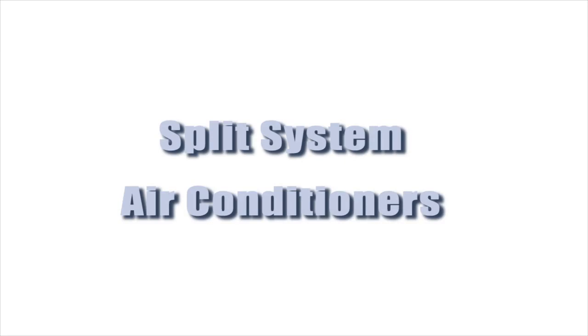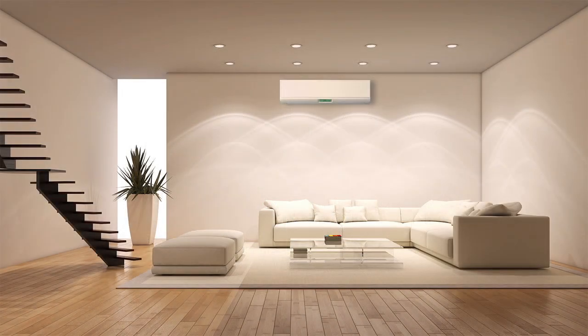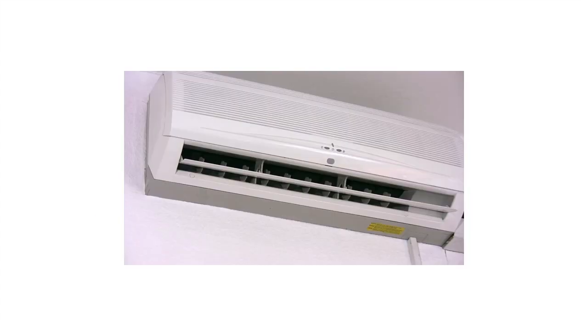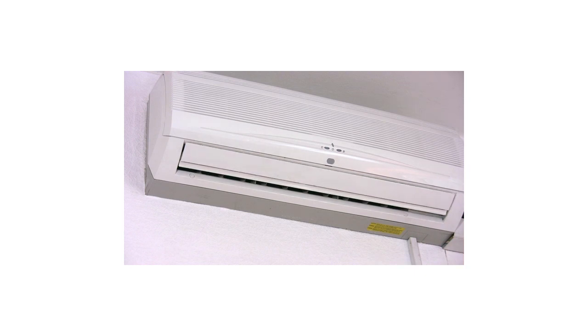A split system inverter air conditioner is a great way to heat or cool your home. A split system air conditioner is split into two separate components. The indoor component is an evaporator and fan. The outdoor component is a compressor that initiates the cooling process. These two components are connected by a series of electrical wires and copper pipes.